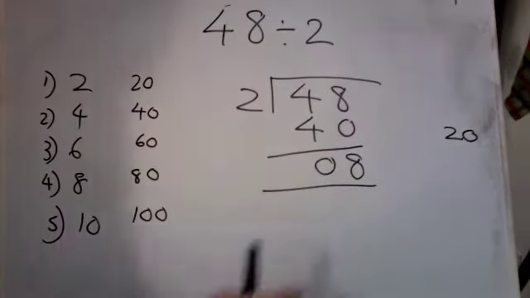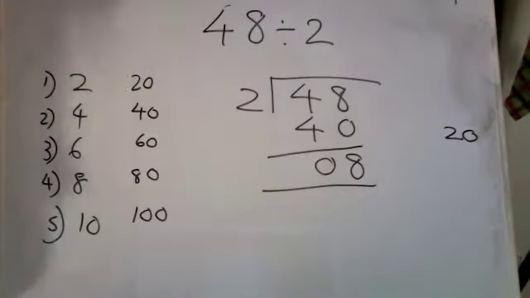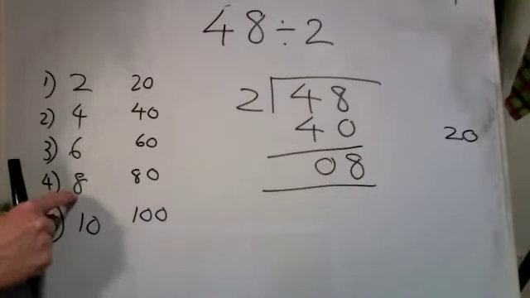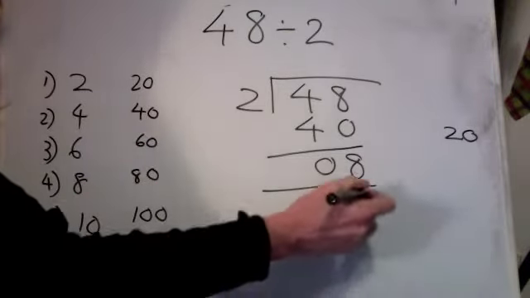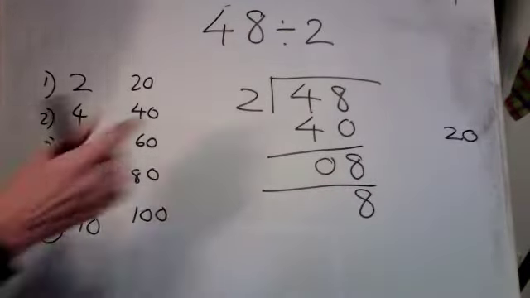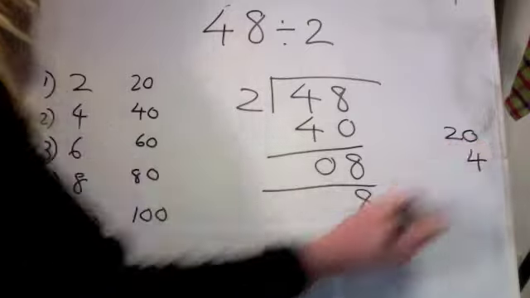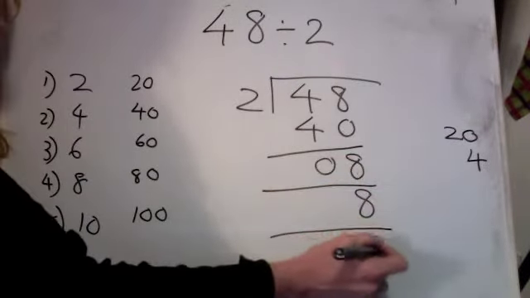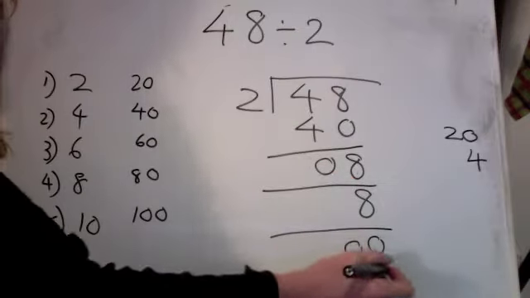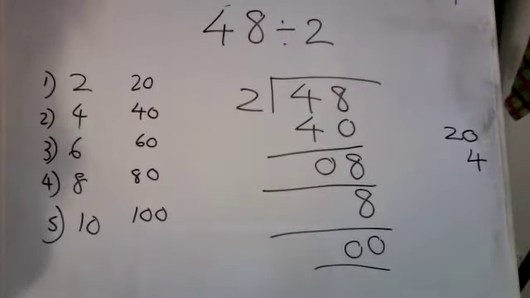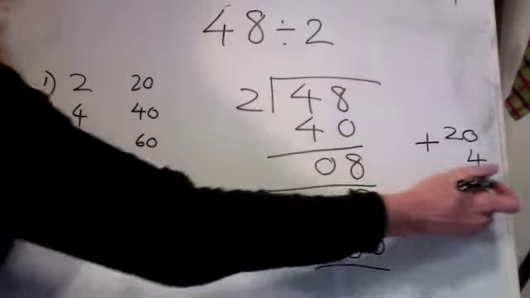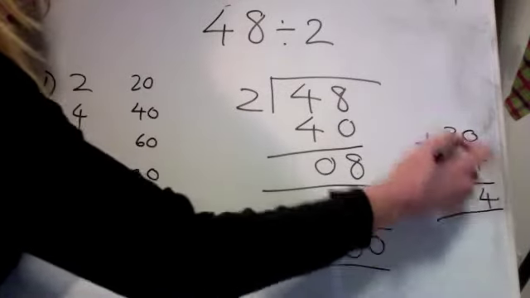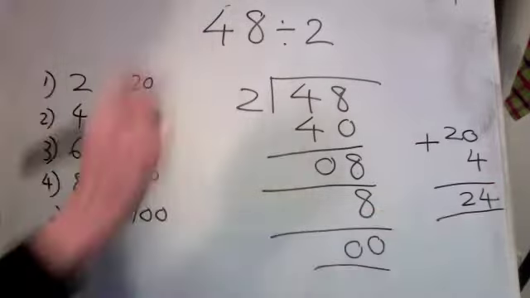I'm looking for a number as close to 8 as possible without going over. And over here, I see I have 8. 4 times 2 is 8. Let's see what the remainder is. 8 take away 8 is nothing. We've finished. Now I add up how many 2's I've used to make 48. Nothing add 4 is 4, 2 and nothing is 2.